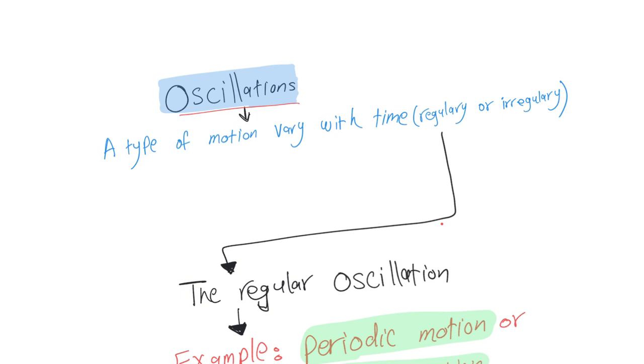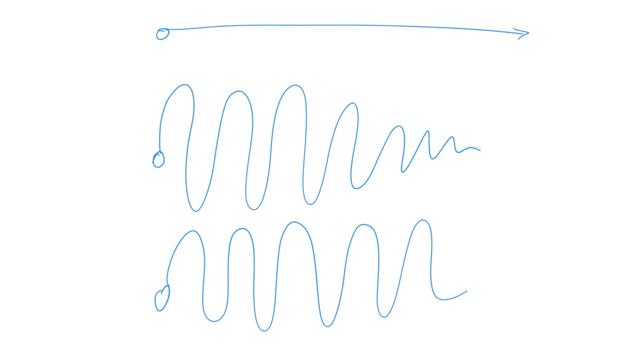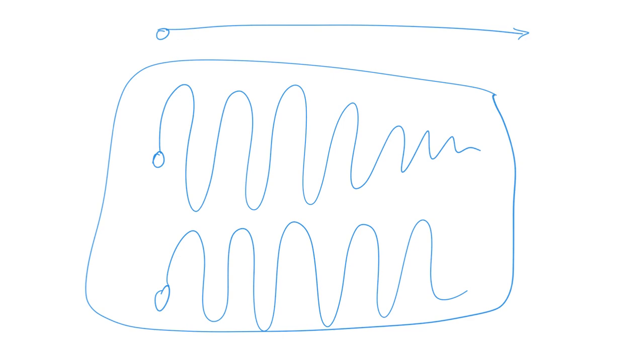For example, if we have a particle here and this particle moves in this way, we can say that this particle is moved in a straight line. But if the motion of this particle changes with time, like this, very irregularly or very regularly, for example, we can say here that this particle is in oscillation, or it oscillates.